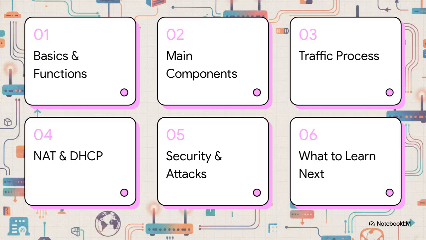Okay, let's dive into this. Here is our roadmap for today. We'll start with router basics and functions, then check out the main router components. After that, we'll hit the routing and traffic process, followed by NAT and DHCP services. Then, we'll get into router security and attacks, and wrap the whole thing up with what to learn next.